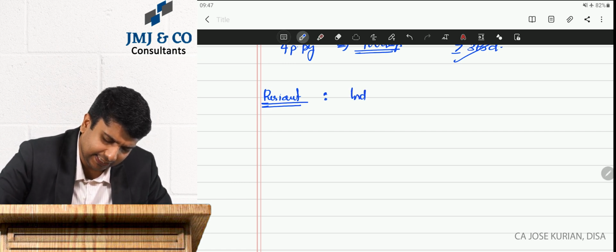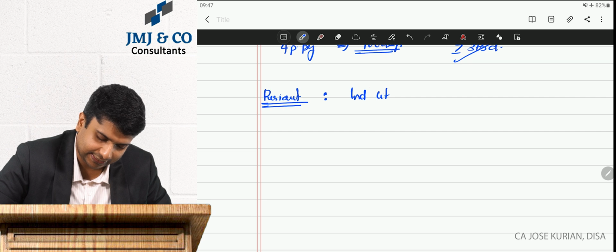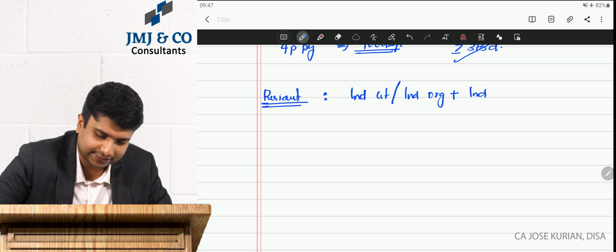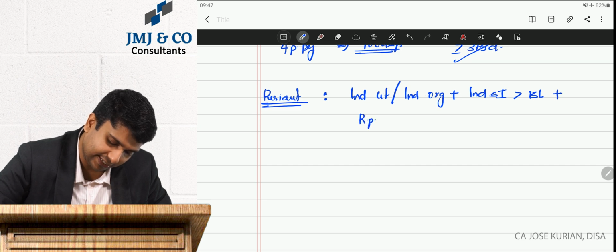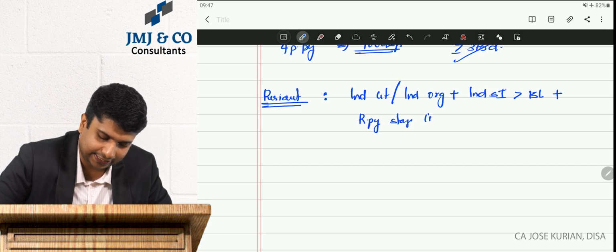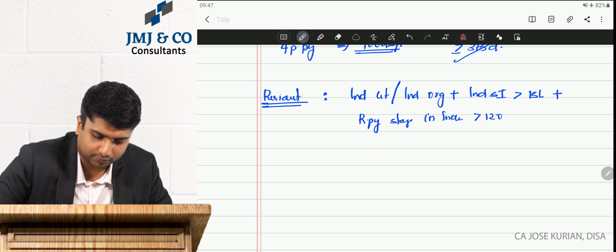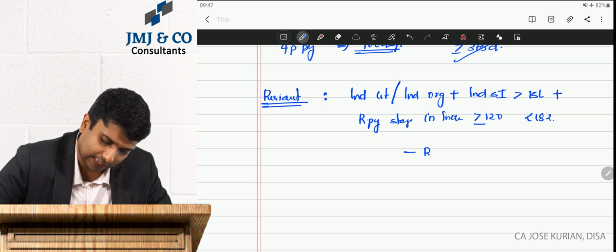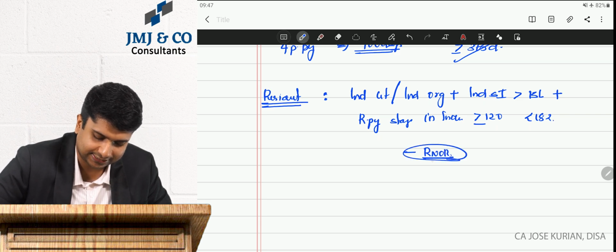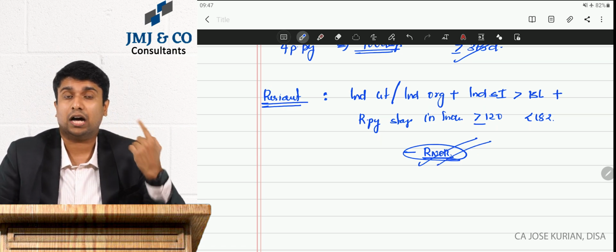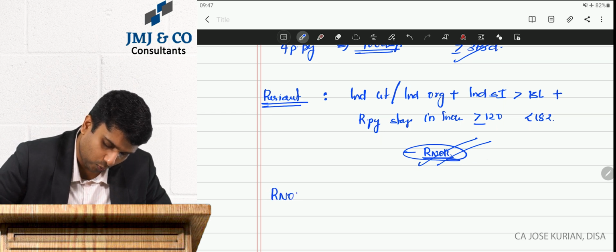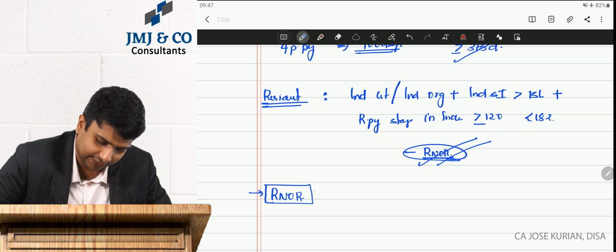If you are an Indian citizen or of Indian origin, plus your Indian sources income is more than 15 lakh, plus your relevant previous year's days of stay in India is more than or equal to 120, but less than 182, then you shall be treated as an RNOR. This is one of the conditions under section 6 subsection 6 for determining whether a person is ROR or RNOR. So definitely Mr. Dhruv here will be an RNOR. He is a resident but not ordinary resident.